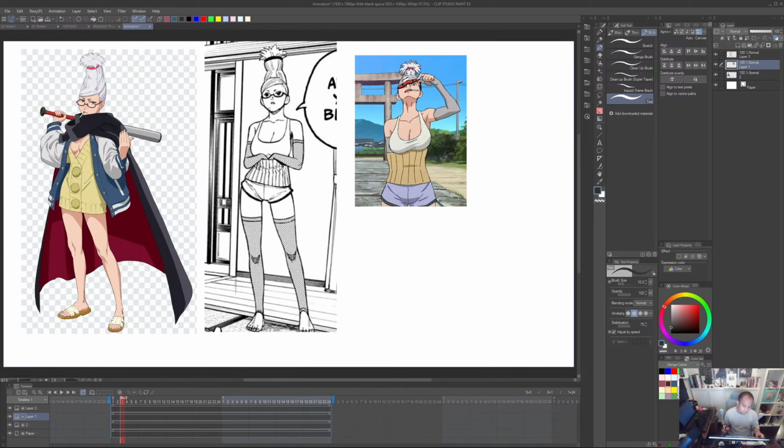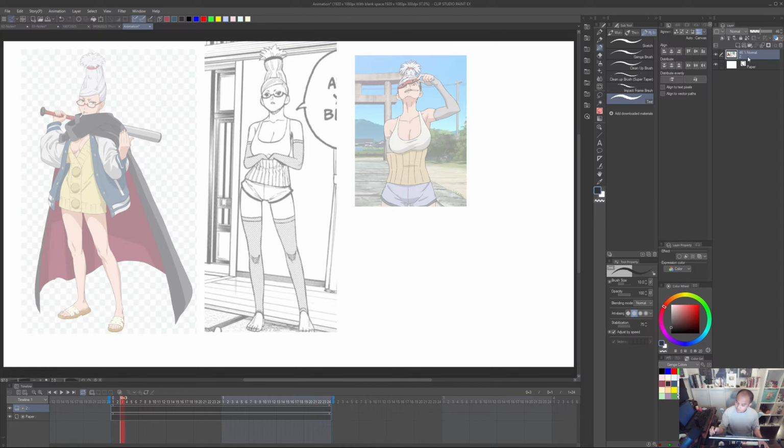We're gonna break down this character so that we can apply it to our own animation, right? So for me, the way you do it is to just see the overall shapes of the character, right?